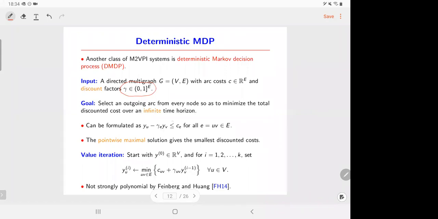Right. So this problem is very similar to shortest path. The formulation is slightly different because now we include a gain factor for every arc. But what we're gunning for is essentially the same thing, which is the pointwise maximal solution. So one could imagine a label correcting framework where you start with very high y values again and slowly correct the violated arcs. This is, in fact, value iteration, which is a pretty popular algorithm to solve Markov decision processes. And it has recently been shown to be not strongly polynomial by Feinberg and Huang, even for the special case of deterministic Markov decision processes.